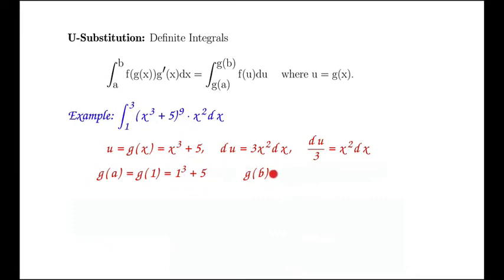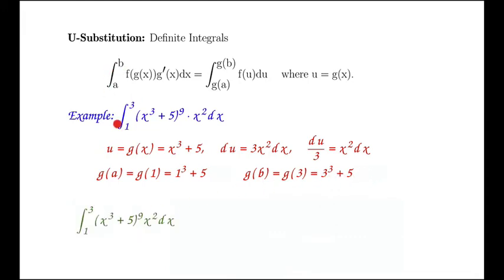We also calculate g of b. And b in this case is the upper limit of integration, which is 3. So we calculate g of 3, put 3 into this expression. That's 3 cubed plus 5. 3 cubed is 27. 27 plus 5 is 32.